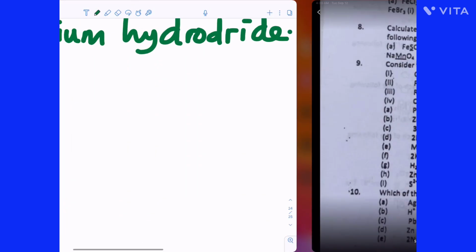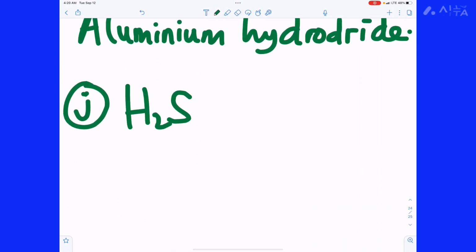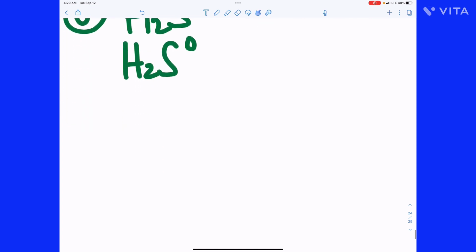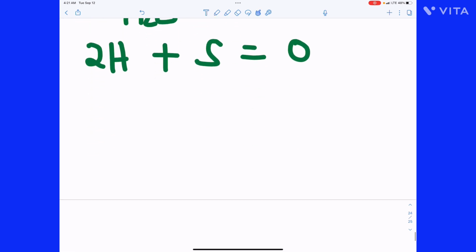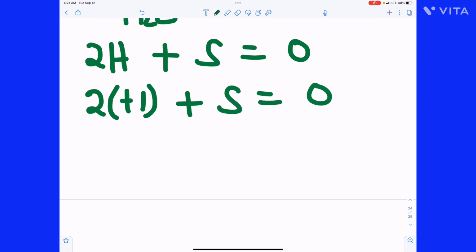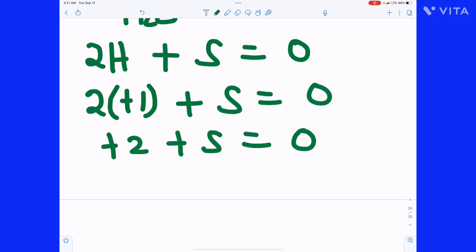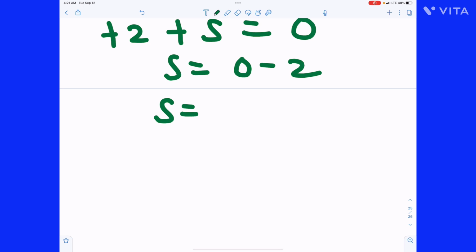H2S, we are looking for the oxidation number of sulfur in H2S. So here, H2S is H2S to the power 0. The total charge on the compound is 0. So if we put the charge of the 2 hydrogen atoms together with the charge of sulfur, you should get a total of 0. So 2 times plus 1 plus S is 0, plus 2 plus S is 0. S is 0 minus 2. The charge of sulfur in this compound is minus 2.